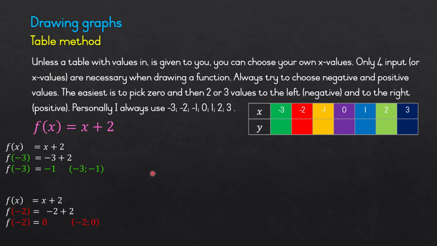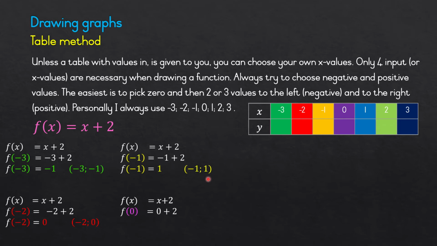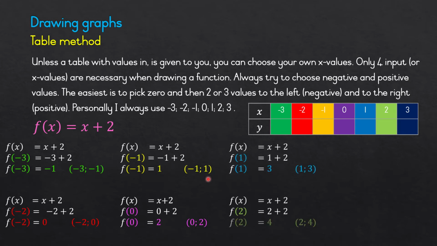Okay, let's move on to yellow. f(x) is x plus 2, substitute x, and get your next set of coordinates. And so we can move on to purple, which is 0, substitute 0, get your next set of coordinates. x is 1, there's your next set, x is 2, and x is 3. Okay, guys, you have to do these calculations. That is where your marks come from. You are able to do this because you've done expressions and because you've done number patterns.